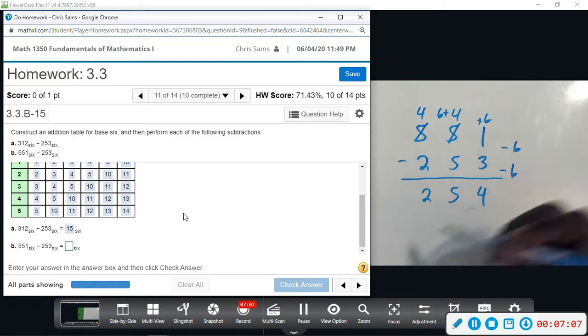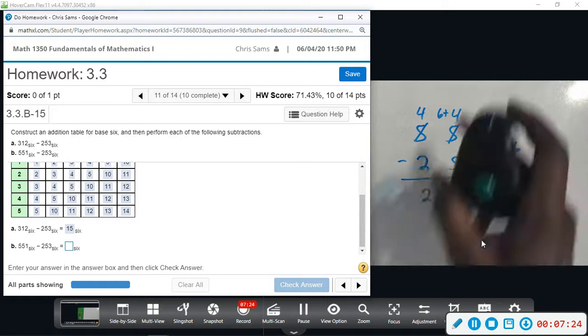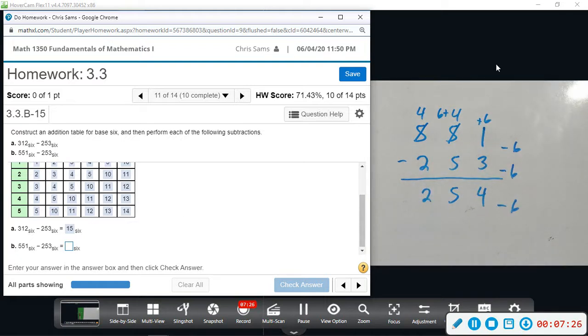So you can do it with the table. That's why they want you to make the table, so you can change everything in terms of base 6 and then do the math that way. Could be a bit of a challenge. You could also do it just counting base 6 and then subtracting that way. So we get 254 base 6 for part B.